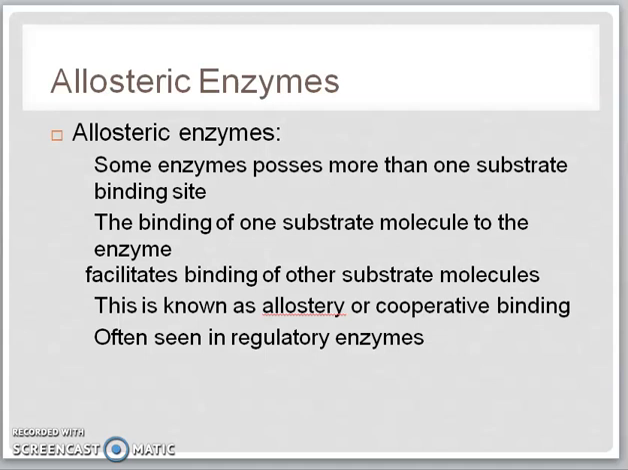inhibition study for the enzyme kinetics. These allosteric enzymes possess more than one substrate binding site, meaning they have more than one site other than the active site. The binding of one substrate molecule to the enzyme facilitates the binding of other substrate molecules. This is known as allostery or cooperative binding, which we often see in regulatory enzymes.